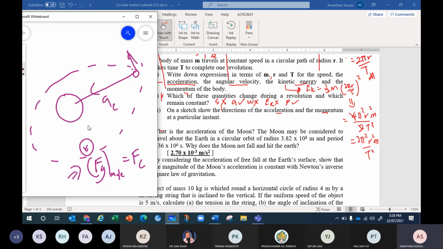Okay, so why does the Moon not fall towards the Earth? You say the gravitational force between the Moon and the Earth provides the centripetal force for the Moon to go around the Earth. Therefore, it doesn't fall down.